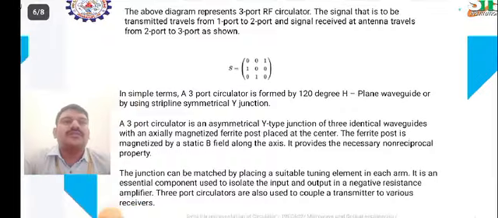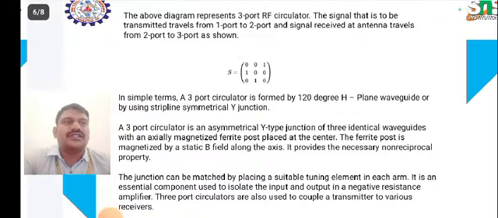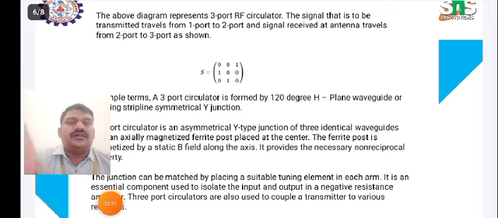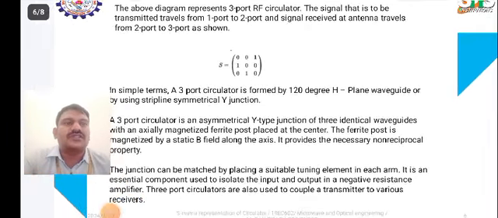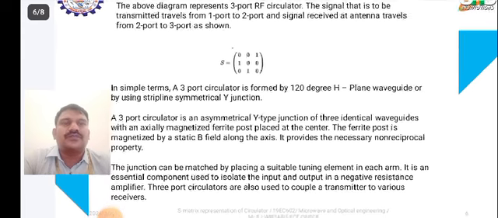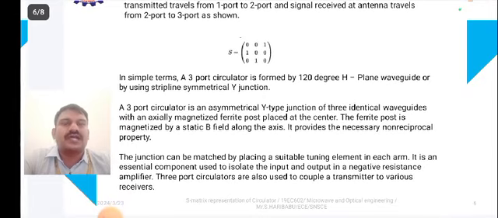The above diagram represents a 3-port RF circulator. The signal that is to be transmitted travels from port 1 to port 2, and the signal received at the antenna travels from port 2 to port 3 as shown. S is equal to the matrix representation as the scattering parameter as represented.